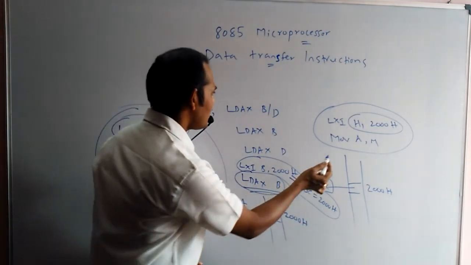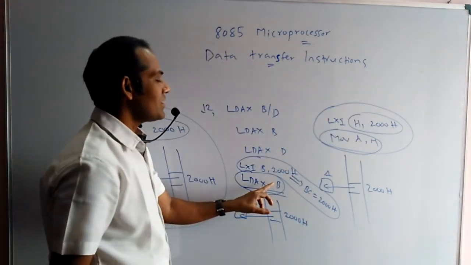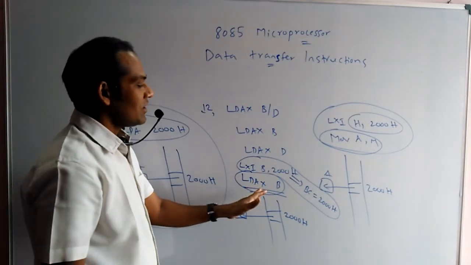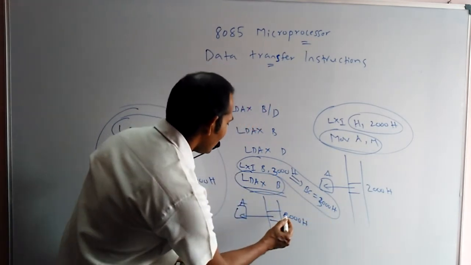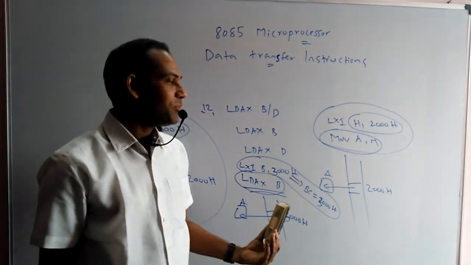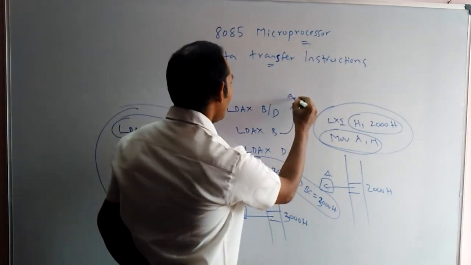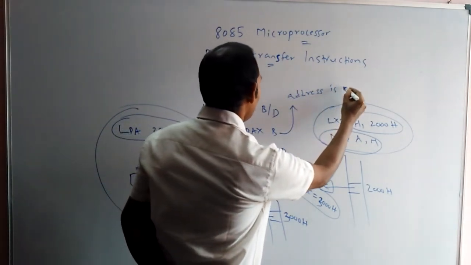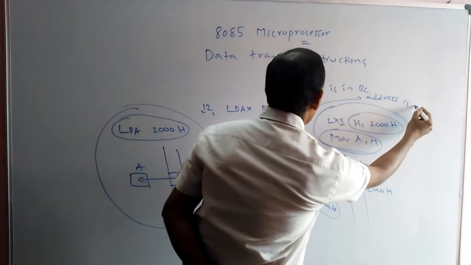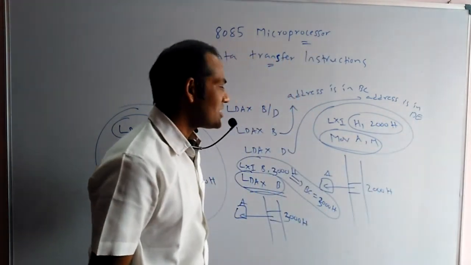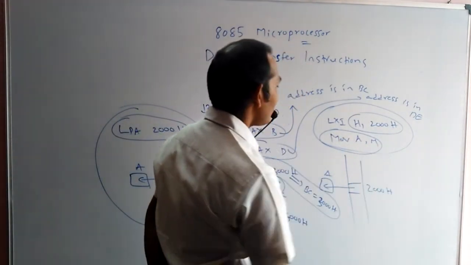So it is similar to this one, not much difference. Here the address is in HL; if you write like this, the address is in BC, that's the only difference. If BC contains 3000, then the byte from 3000 is copied into the accumulator. That's about LDAX B. Similarly LDAX D means the address is in DE. Finally LDAX B, LDAX D or MOV A, M are all similar.